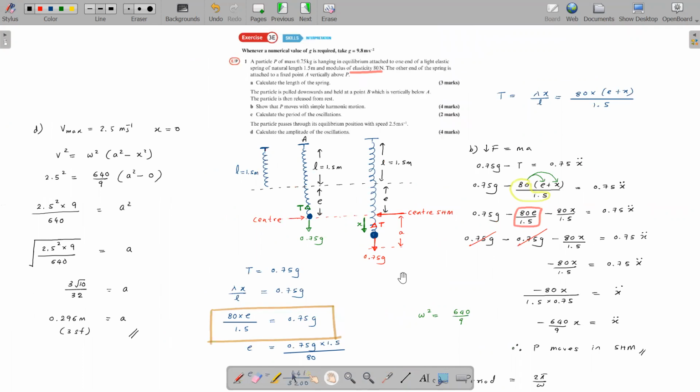So this is the start of vertical simple harmonic motion. There's more theory into this. This is just the first question, but there are more theories that come in this lesson. So we will go through them with the next few questions.